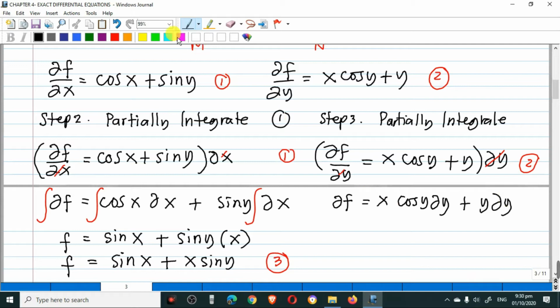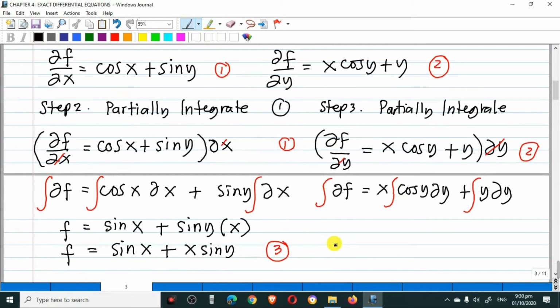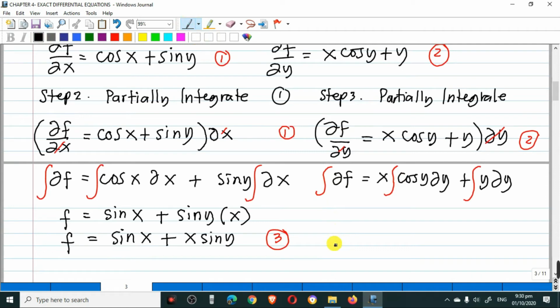Then proceed with the integration. Integrate the left side and also the right side. Since we are integrating with respect to y, x will be considered a constant, so take out the constant. Let us do the integration. The integral of the partial derivative of f is simply f.